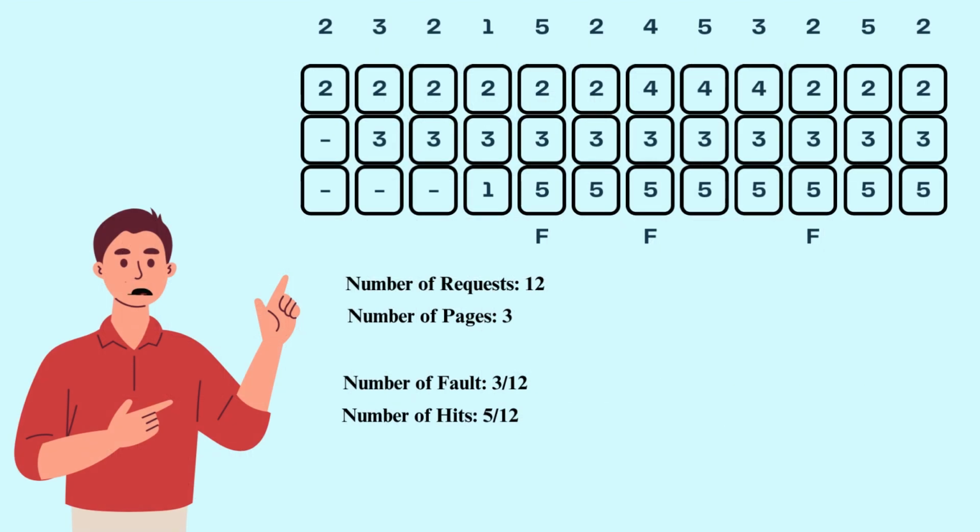In this condition, it shows that we have 3 over 12 page faults. So how about hits? A hit is the opposite of a page fault, which means we calculate the ones that do not produce a fault, and the result is 5 over 12.